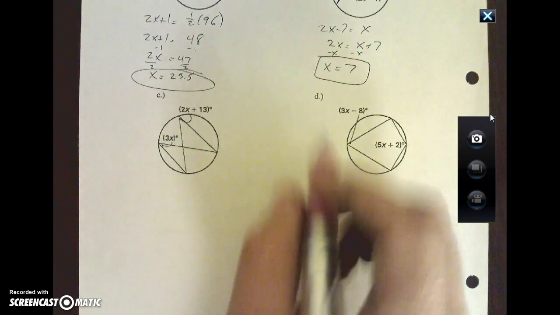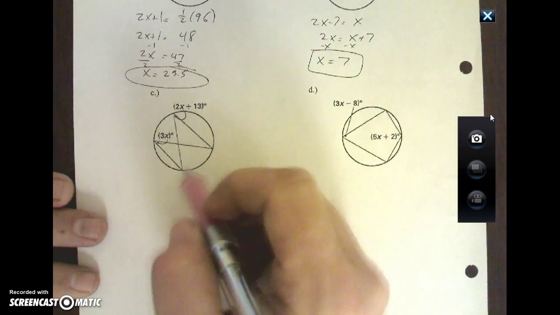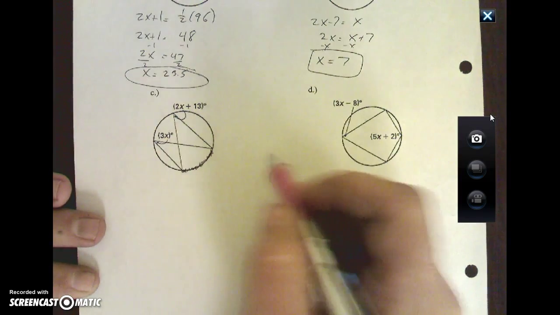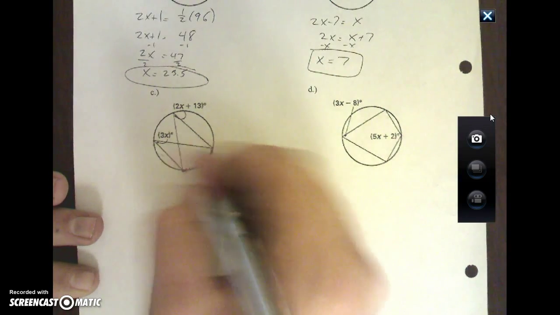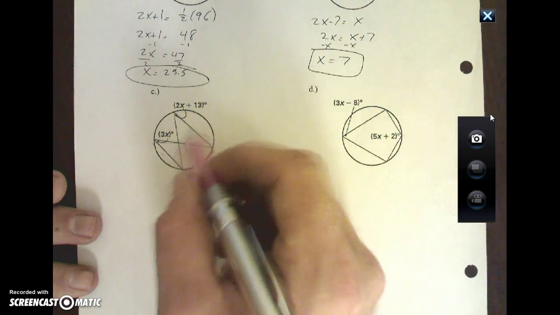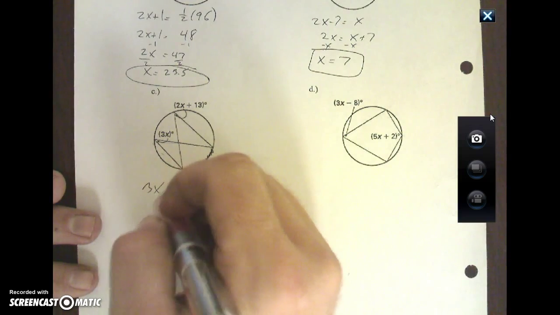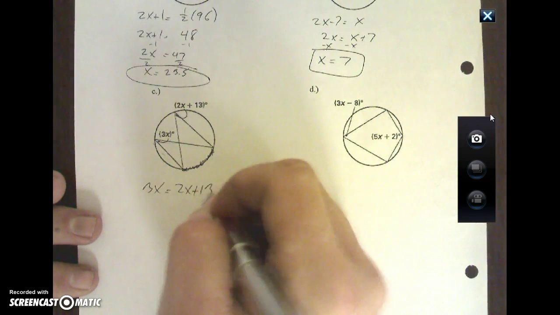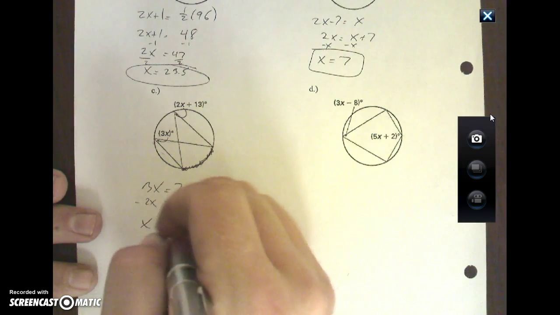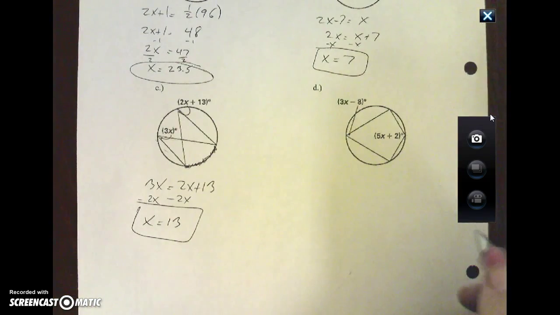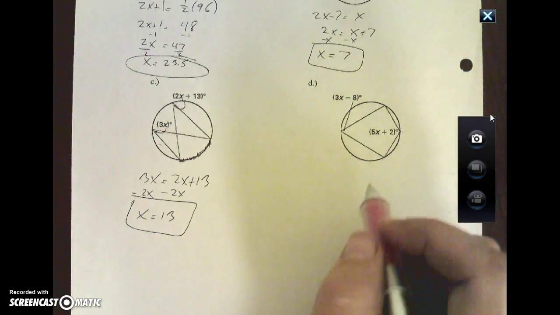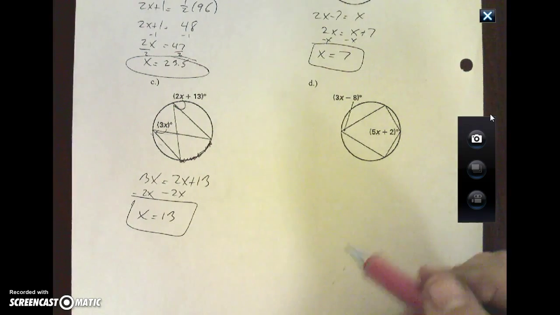Last two. You see how both of them are going out to your intercepted arc? So this angle goes out to it as well as this angle. Therefore, I know these two must be congruent. So what I can do is just say 3x equals 2x plus 13. I can subtract 2x over. x equals 13, right?